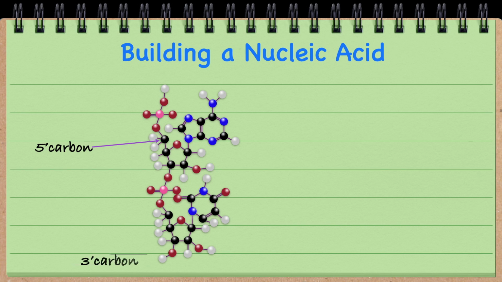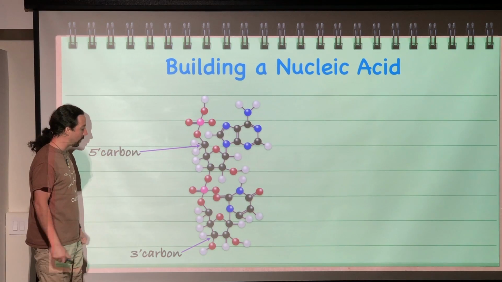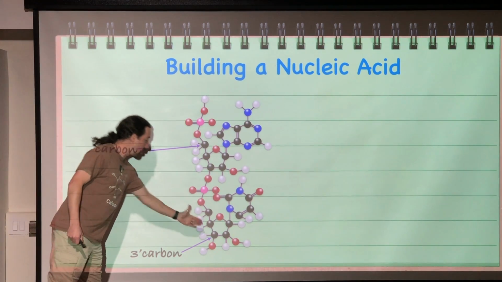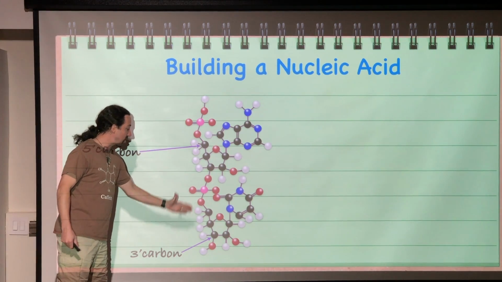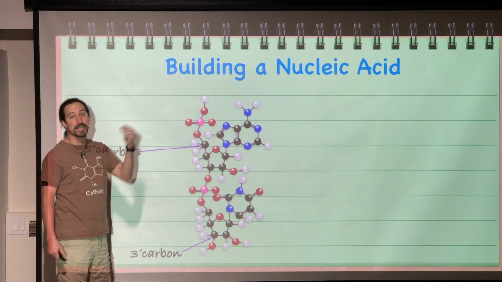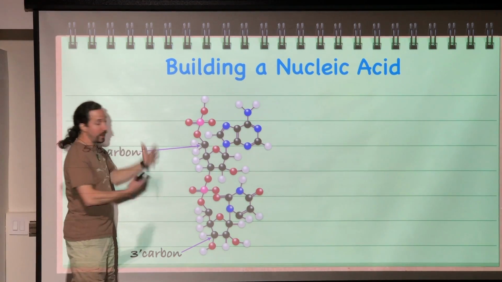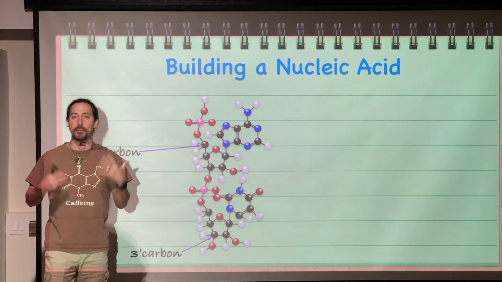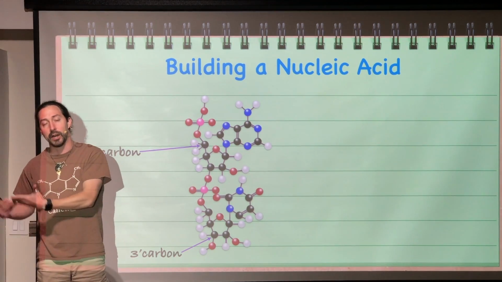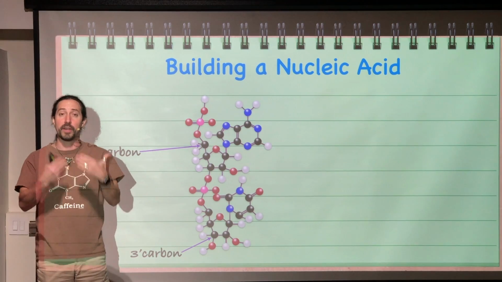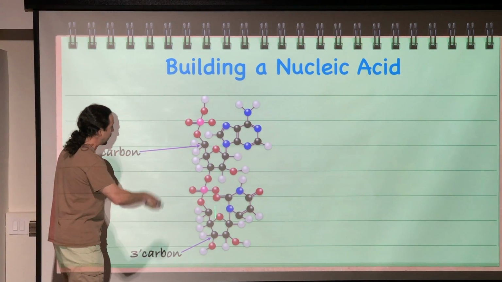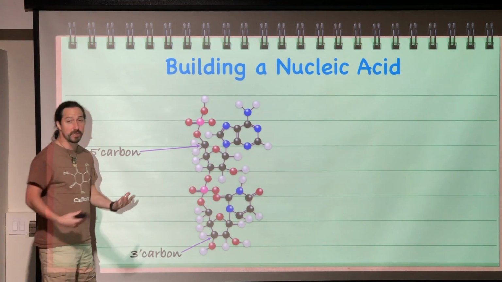On the bottom, you can see that our third carbon is facing downward, and it always has this orientation. So the third carbon is going to be facing in one direction, the fifth carbon connected to our phosphate group, which is then connected to the third carbon of our next nucleotide. Each of our nucleotides has the exact same orientation. The third carbon is facing in the same direction as the third carbon of the other nucleotide. The fifth carbons are both facing in the same direction as each other. So our nucleotides are always following a very specific orientation.